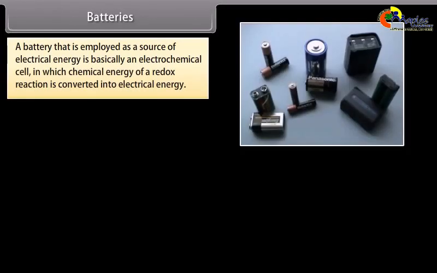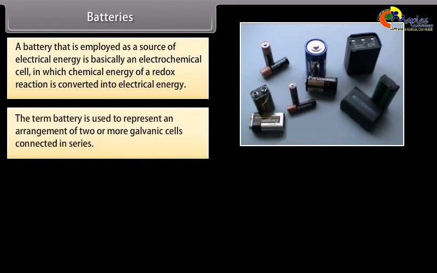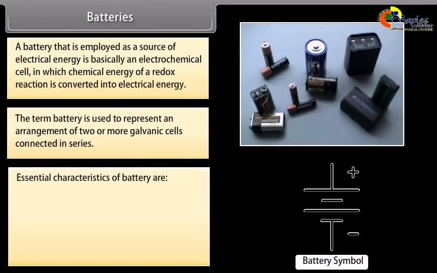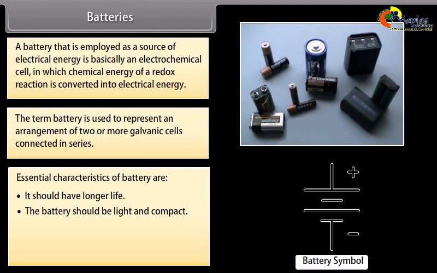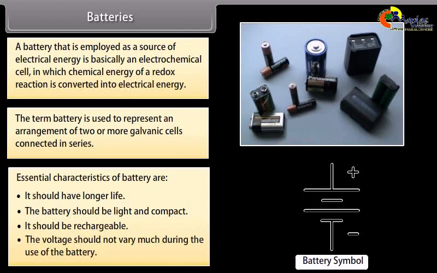Batteries. A battery that is employed as a source of electrical energy is basically an electrochemical cell in which the chemical energy of a redox reaction is converted into electrical energy. The term battery is used to represent an arrangement of 2 or more galvanic cells connected in series. Essential characteristics of a battery are: it should have a longer life, it should be light and compact, it should be rechargeable, and the voltage should not vary much during the use of the battery.